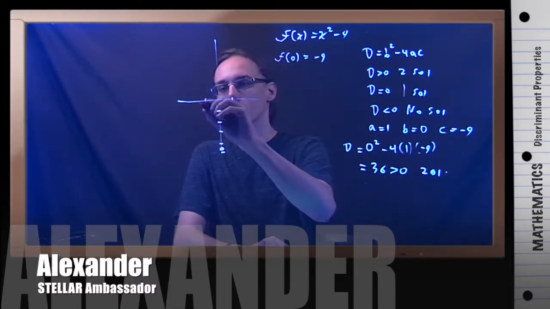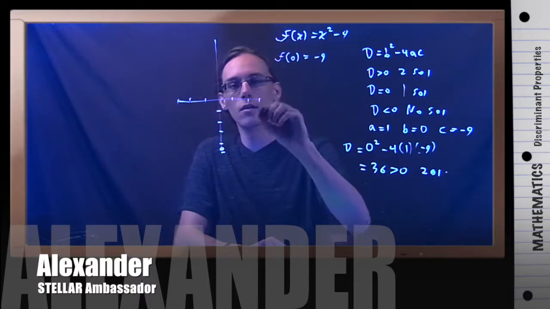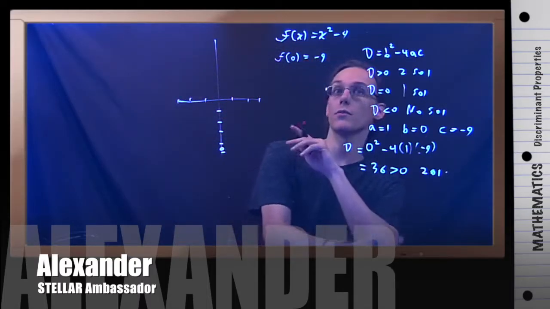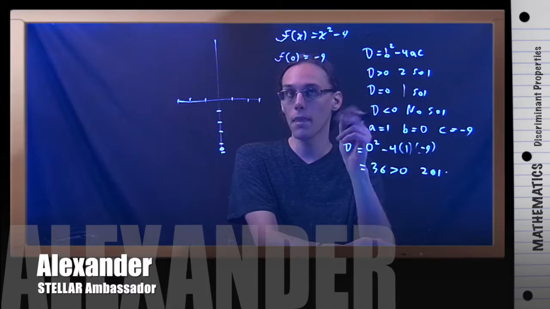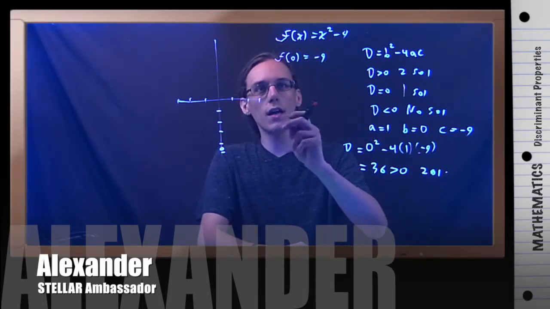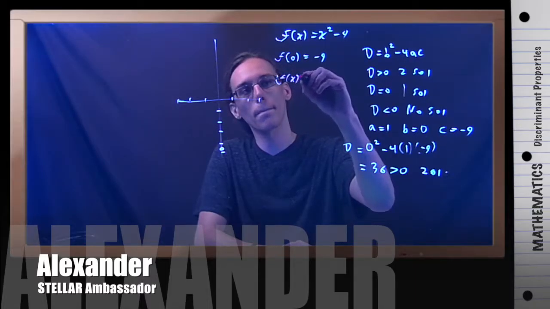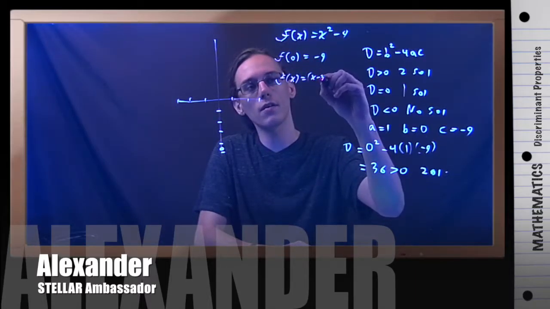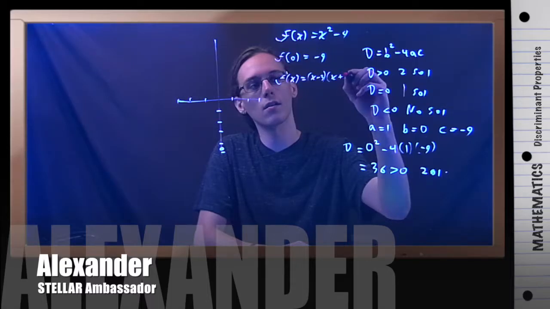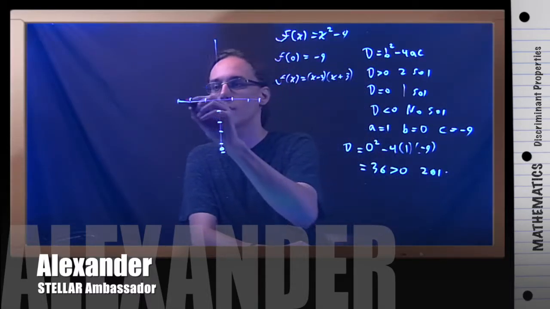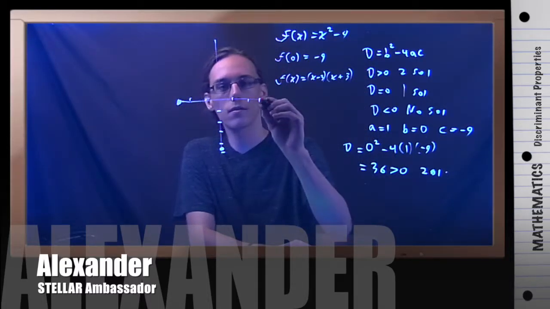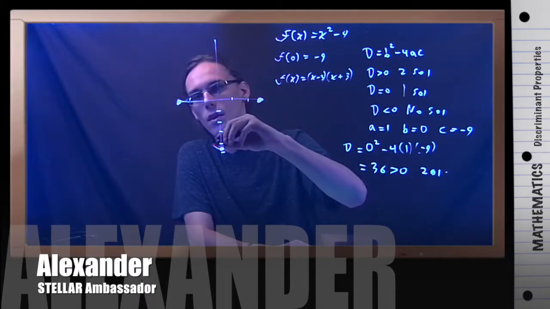And then, notice the discriminant doesn't tell us what the zeros are, just that there will be two of them. But if I look at x squared minus 9, that's a difference of squares. So I can rewrite this function as x minus 3 and x plus 3. So looking at that, my two zeros are negative 3 and positive 3. And I'll graph.